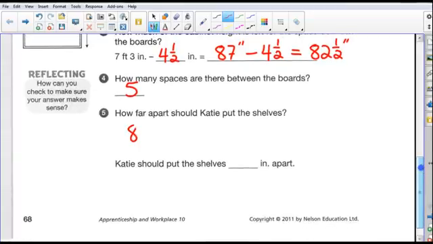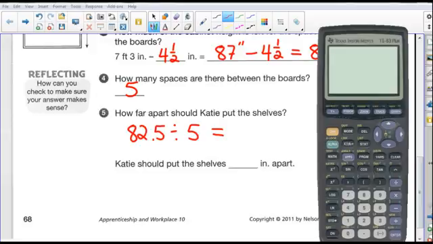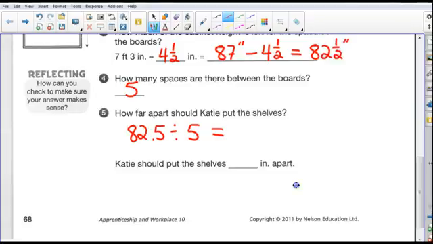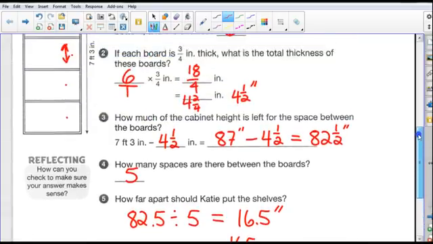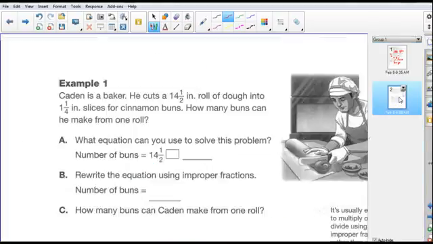Well, we take 82.5 and we divide that by 5. So we can take our calculator here, and we can take 82.5 and we divide that by the number 5, and we get 16.5. So our answer is in inches. So Katie should put the shelves 16.5 inches apart. And if you want to build anything, these are the types of problems that you're going to be facing, okay, as a cabinet maker or as a carpenter.